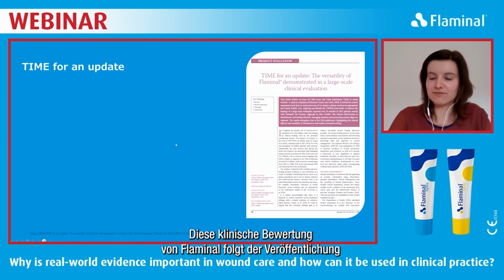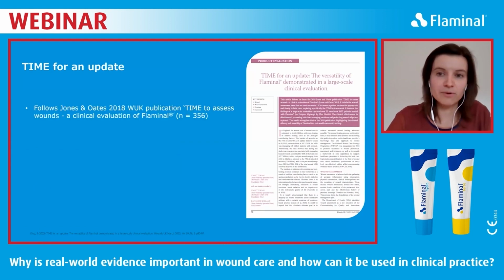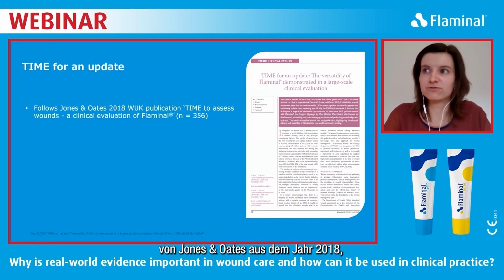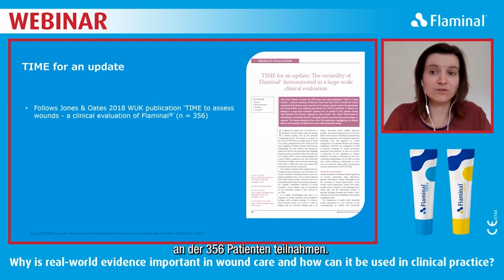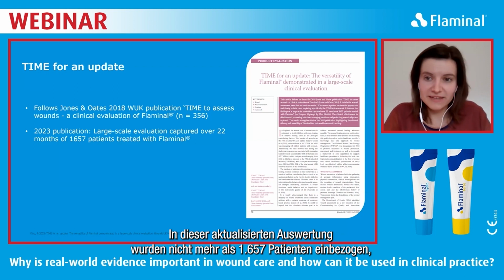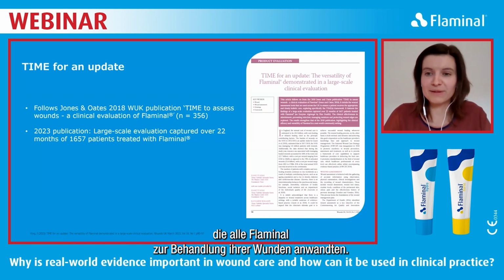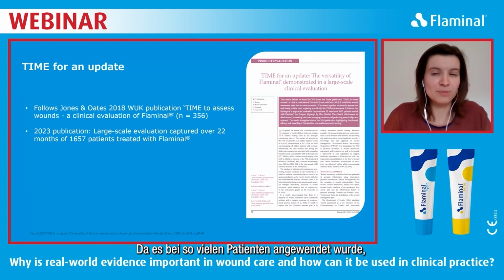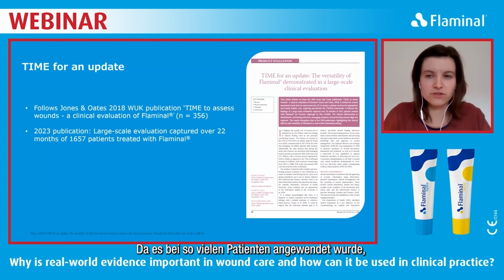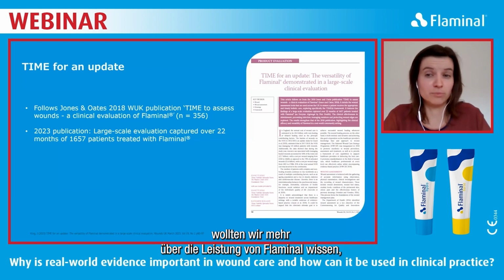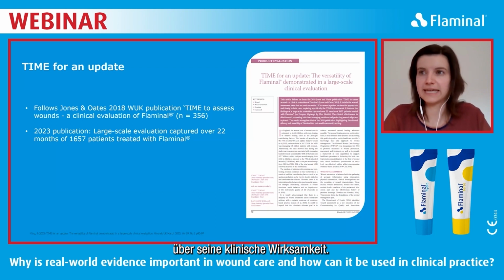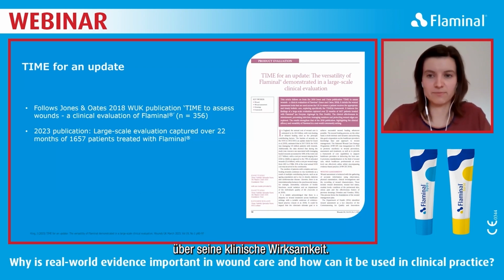So this clinical evaluation of Flaminal follows on from the Jones and Oates publication of 2018, which included 356 patients. Now in this updated evaluation, no more than 1,657 patients were included, who all applied Flaminal for the treatment of their wounds. Now, being applied with so many patients, we wanted to know about the performance of Flaminal, about its clinical effectiveness.